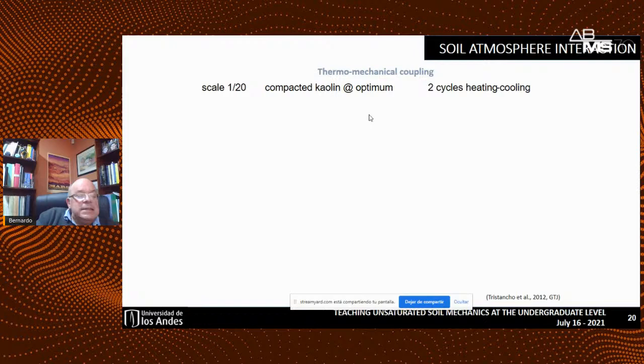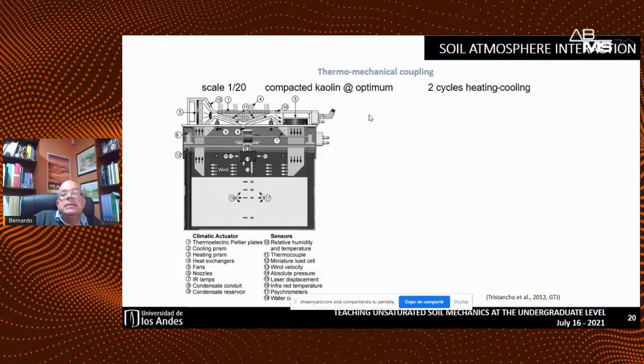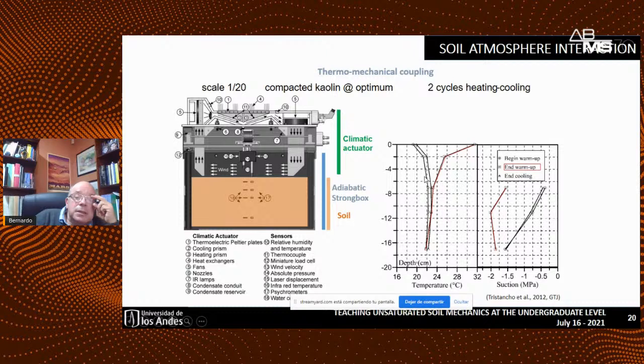Well, this is an example of the problems we study in the centrifuge. Another problem is the soil-atmosphere interaction. And for this purpose, we have a climatic chamber. In this chamber you can control the relative humidity, temperature, wind velocity, sun radiation, etc. So you have the soil, all that is in an adiabatic strong box, and at the top, you have the climatic actuator. And in the results on the right, you can see how temperature and suction move when you apply different drying and wetting cycles.